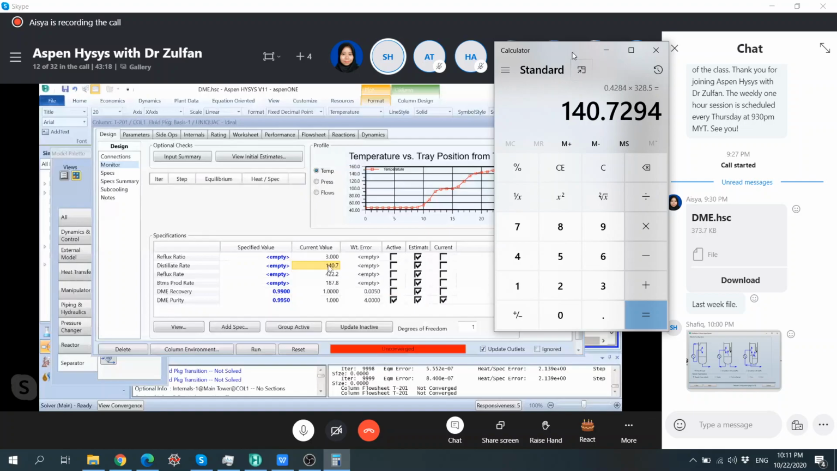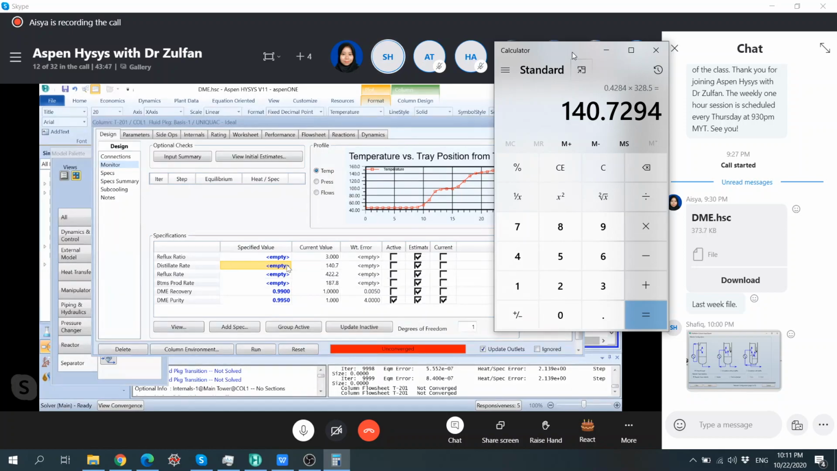So in our case, for example, if we would like to have 99% recovery, that means 99% of this 140.7 is the one that we have to take as the flow rate of DME in the top. Can you follow? If you cannot follow, let me know, because let me calculate this for you.